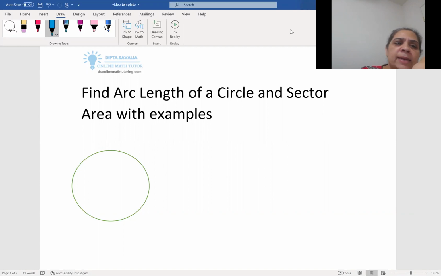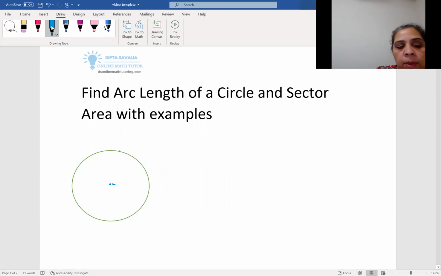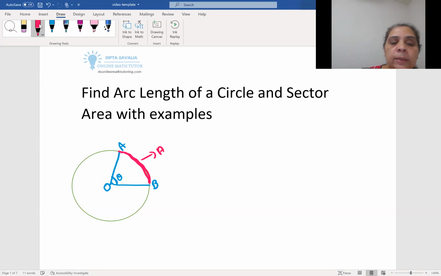So let's see what arc length is. First, let's say we have a center, and here we have a radius, and here is one point. The angle formed is theta. Here we have point A and B, and here we have center O. Arc length is the length from A to B along the curve. We can call it S. So that is arc length.